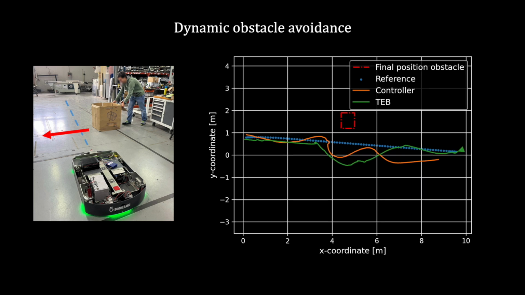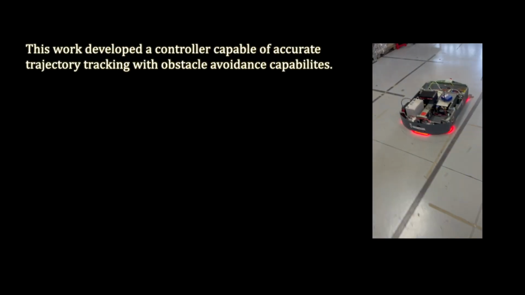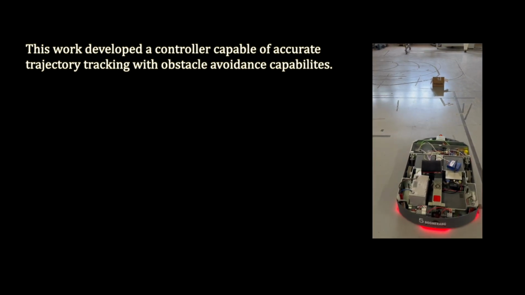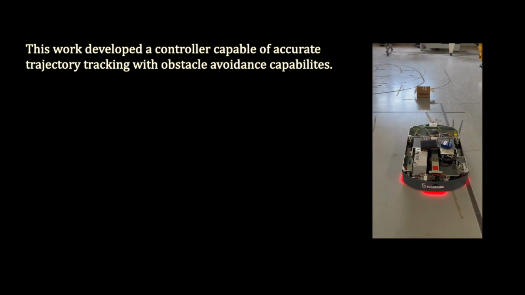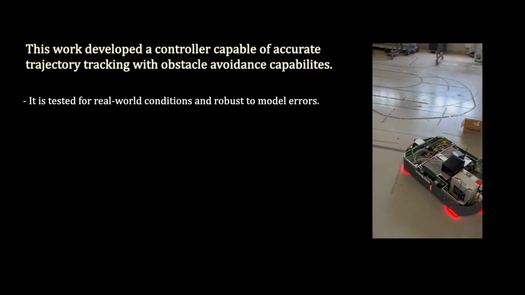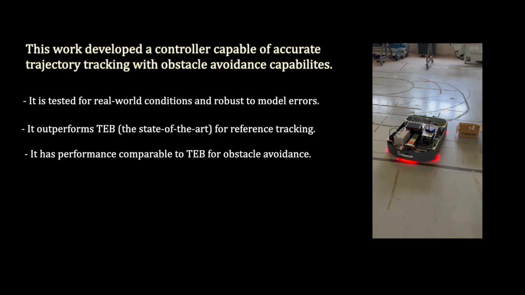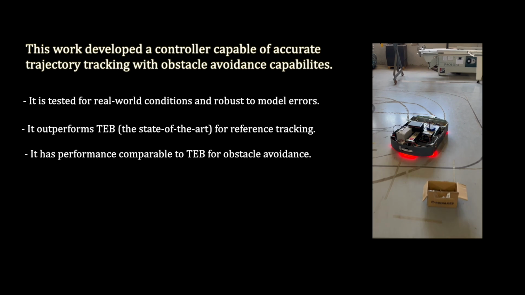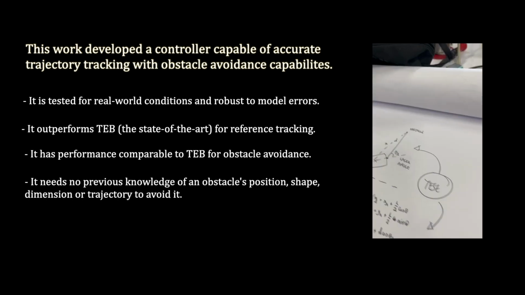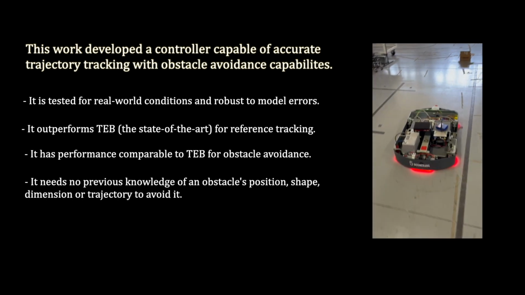Finally, this work developed a controller capable of accurate trajectory tracking with integrated obstacle avoidance capabilities. This controller is robust to model errors and fit for real-world implementation, outperforming the state-of-the-art TEB in these cases. Further, it needs no a priori knowledge of the obstacle's position, shape, dimension, or trajectory in order to successfully deviate from them.